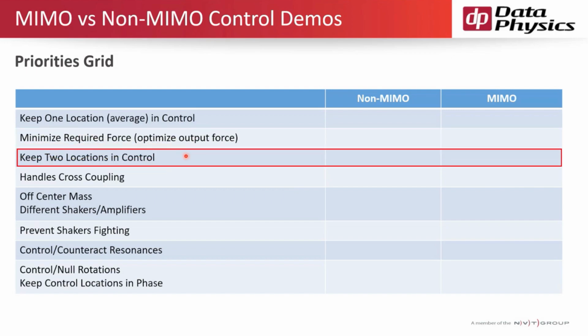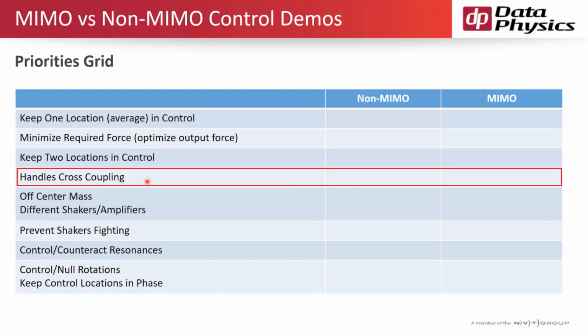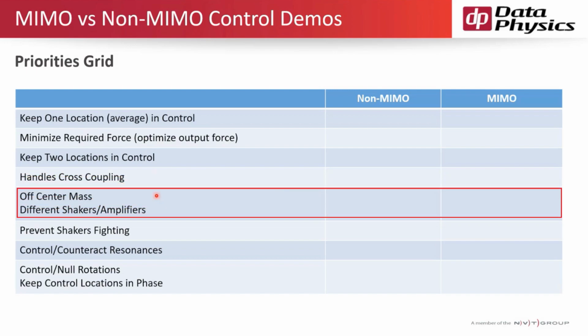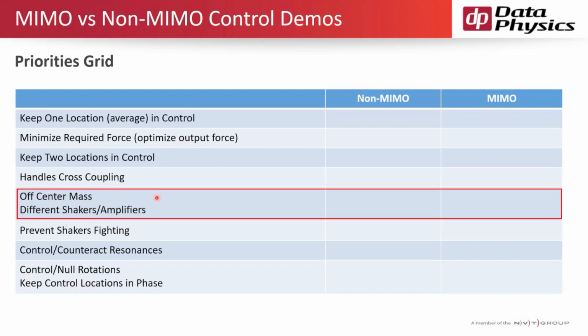Sometimes your key concern is to keep two locations in control. If you want your two mounting locations, where your test structure is mounted to the shaker, to be exactly in control, maybe that's your concern. Your concerns might be handling cross-coupling. You want a controller that's going to properly and adequately control all the variables in your test. Perhaps handling off-center masses, or another problem, using amplifiers or shakers that are not mechanically identical and electrically identical. Well, in that case, you're going to need a controller that's going to be able to handle that.